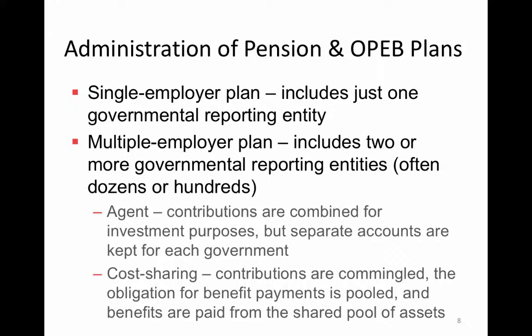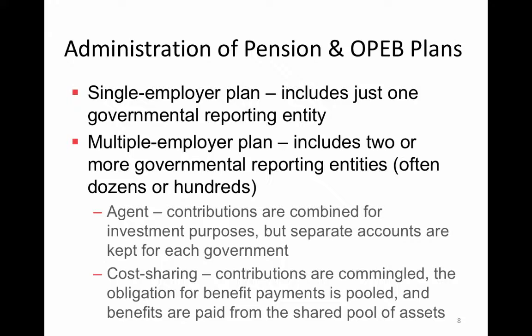The agent plans are essentially like an aggregation of a whole bunch of single employer plans, because the money related to each government is kept separate in separate accounts from the other governments. They may mix the money for the purposes of investment, but they keep track of how much belongs to each participating government, so that the money for each participating government is only being used to pay benefits for that government's retirees. So it really is like a whole bunch of single employer plans under one administrative umbrella, and they save money by sharing the administrative costs and by getting the greater investing power of combining all of their money together.